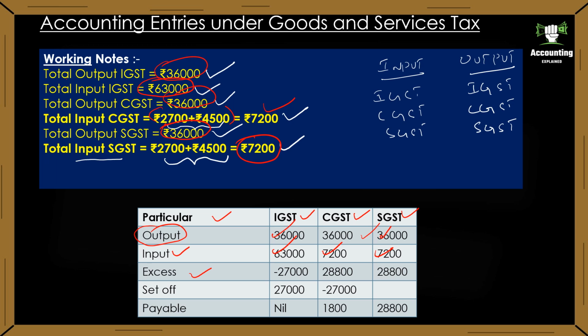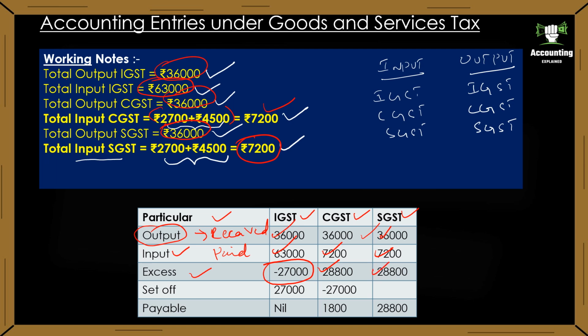Excess. Output is what we have received from the customers, and input is what we have paid to the suppliers. Excess is minus 27,000. So for IGST, we have received lesser and we have paid more. That's why we are getting negative 27,000. And CGST is 28,800 and SGST is 28,800.